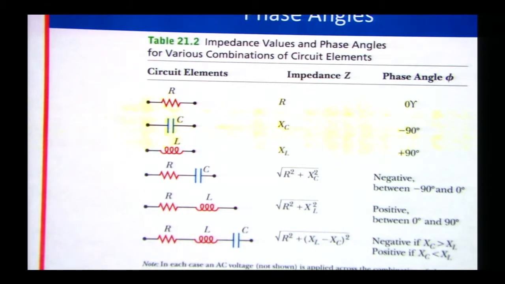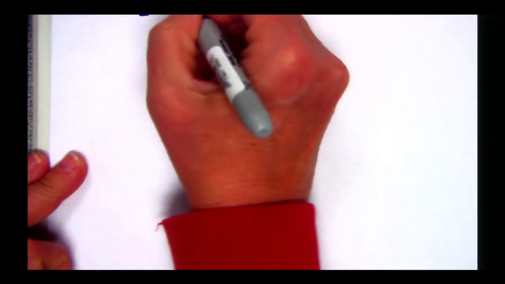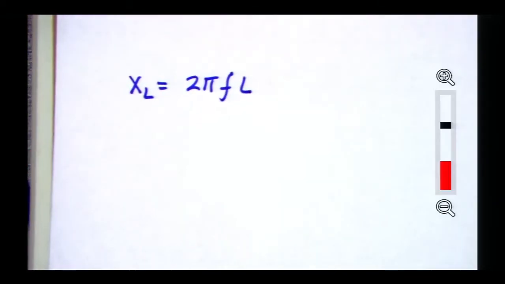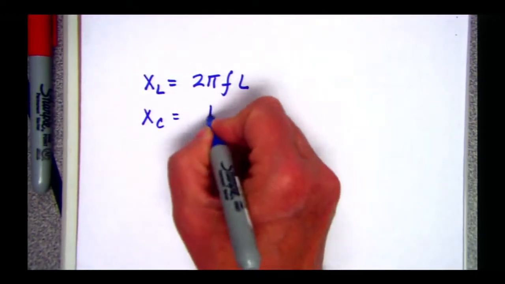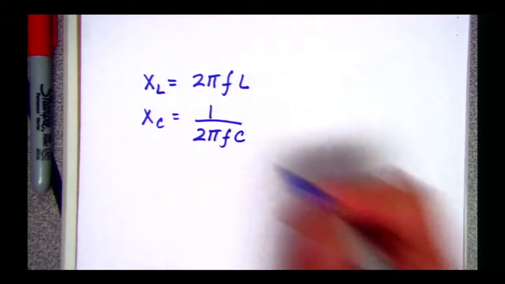airports and public buildings and all of those things, because it works off of, let's go back and look at this. But if I look at my inductors and my capacitors, right, the reactance of an inductor is 2 pi times the frequency times the inductance. And my reactance of a capacitor is 1 over 2 pi times the frequency times the capacitance.